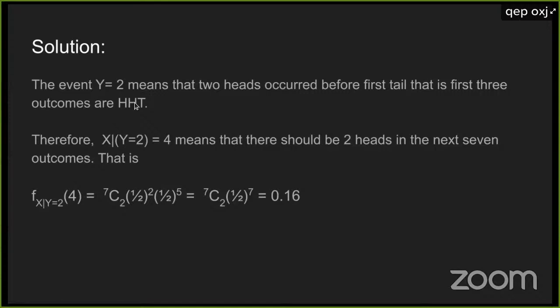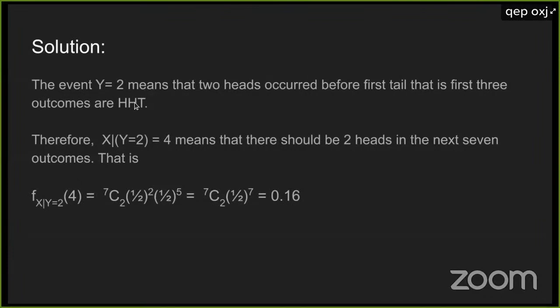But you understand this point, right? How to find this way? Sir, can you explain this? x given y is equal to 4 means that there should be two heads. Can you explain that?